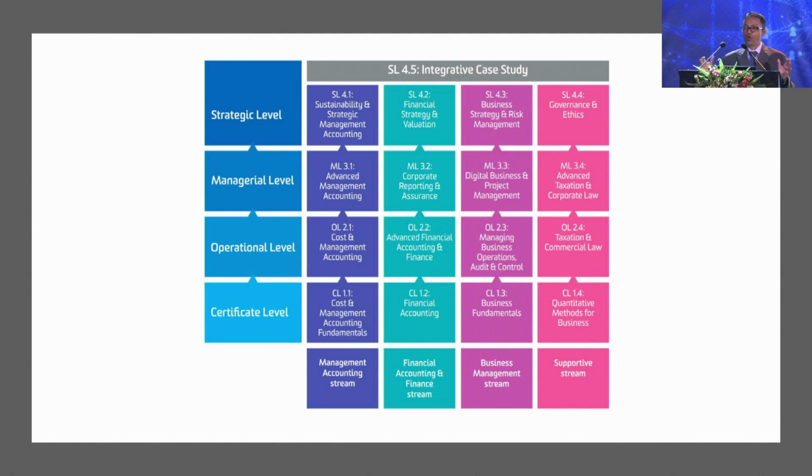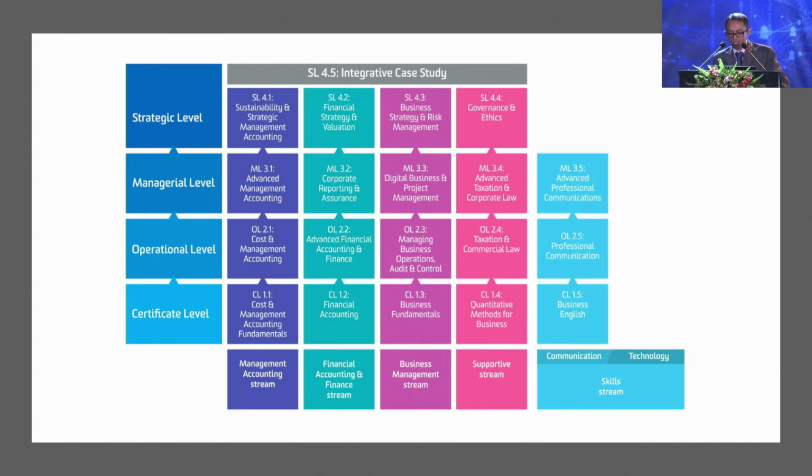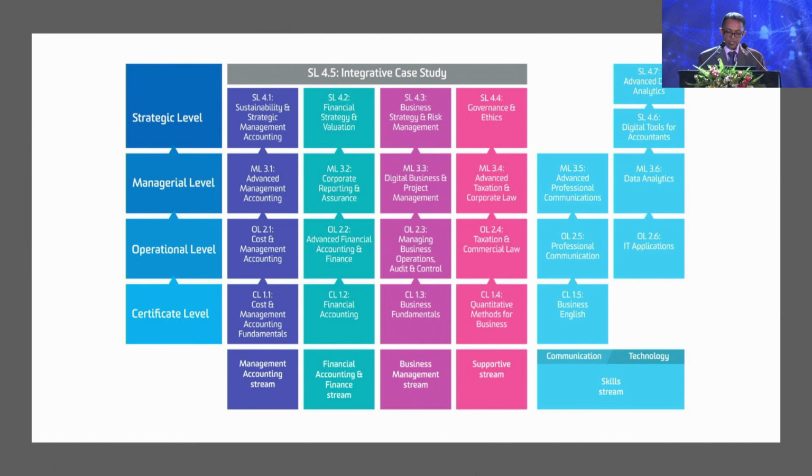But as you know, the role of a management accountant is incomplete without the skill set. That is where we have introduced many skill subjects organized into communication and technology skills. On the communication skills front, there is business English, then professional communication, then advanced professional communication, where students will be given hands-on experience in business communication. Then on the technology front, there is IT applications, data analytics, digital tools for accountants, as well as advanced data analytics, where the CMA candidates will be able to work in a digitalized environment.